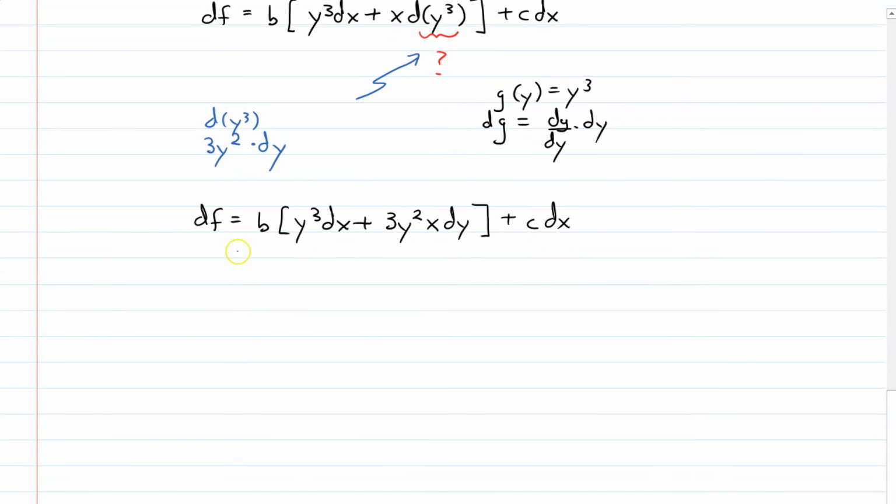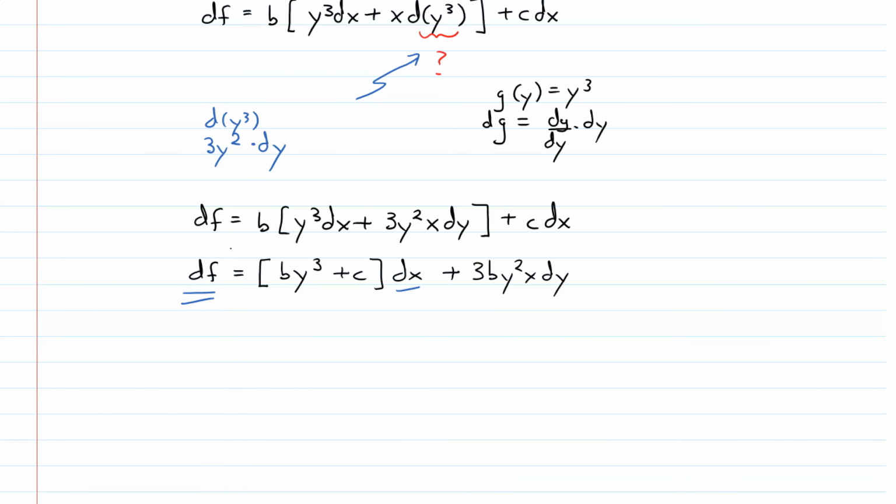Now I'm going to collect the terms proportional to dx. df is equal to, let's keep the terms proportional to dx. So there's a b y cubed, and then there's a plus c here. This is dx. And then the only other term left is the one proportional to dy, which is 3b y squared x dy. Okay. So I've written down an equation which expresses the change in f in terms of the changes in the variables it depends on, dx and dy.